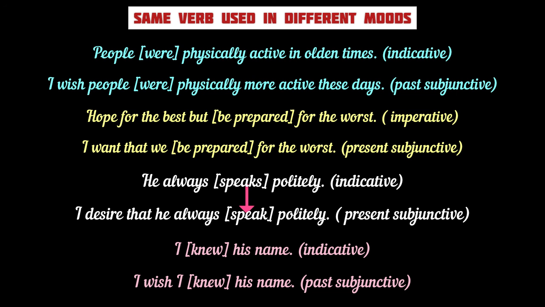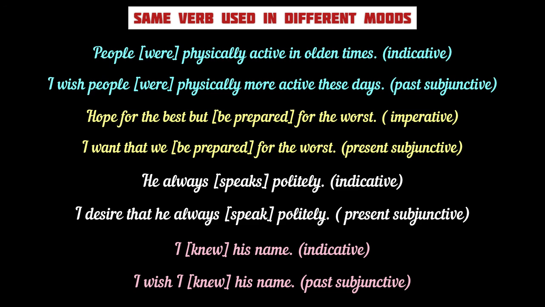Notice here, we are not using the s form of the verb speak even after the third person singular subject he. Like I said earlier, we only use the base form of the verb in the present subjunctive mood. And then in the sentence, I knew his name, a fact is mentioned. Hence the verb knew in the simple past tense is in the indicative mood. On the other hand, in the sentence, I wish I knew his name, the verb knew expresses an imaginary wish. And that's why here the same verb knew is in the past subjunctive mood.